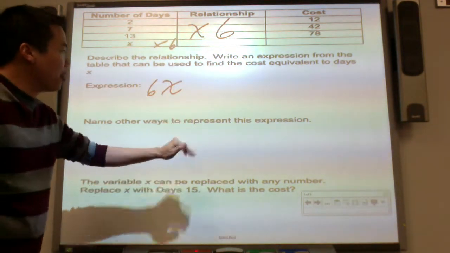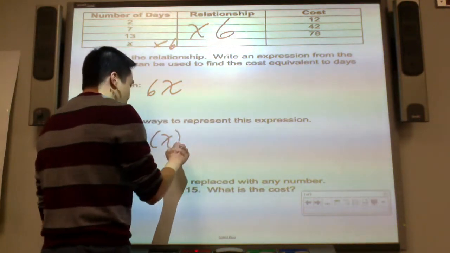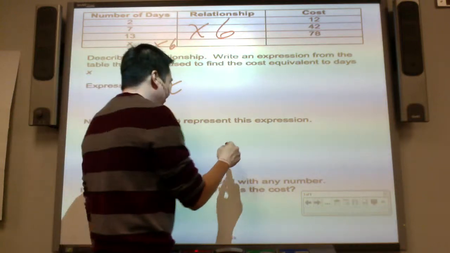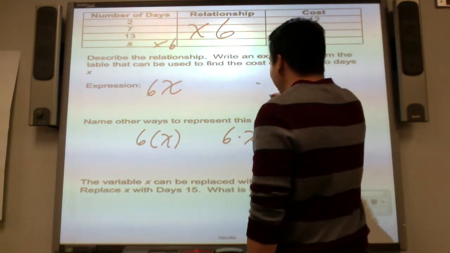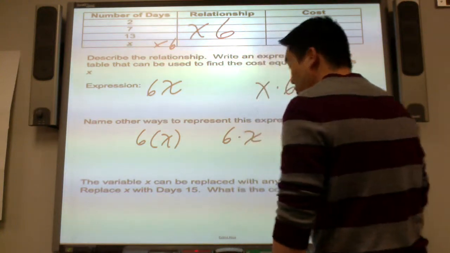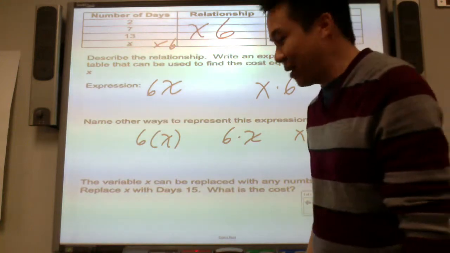However, can you name other ways to represent this expression? You could have written it as 6 parentheses x. You could have written it as 6 times x. You could have written it as, because I have a lot of kids that do this, x times 6, which is okay. You can do x parentheses 6. They all mean the same thing.